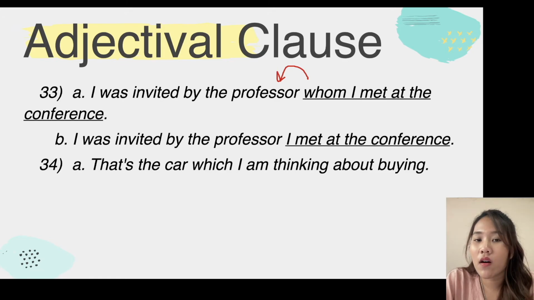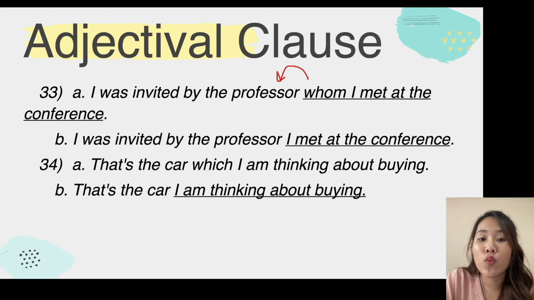Or that's the car which I am thinking about buying. So we can omit the word which in the adjectival clause which I am thinking about buying, since it modifies car, which is the object. So we can reduce it into that's the car I am thinking about buying.